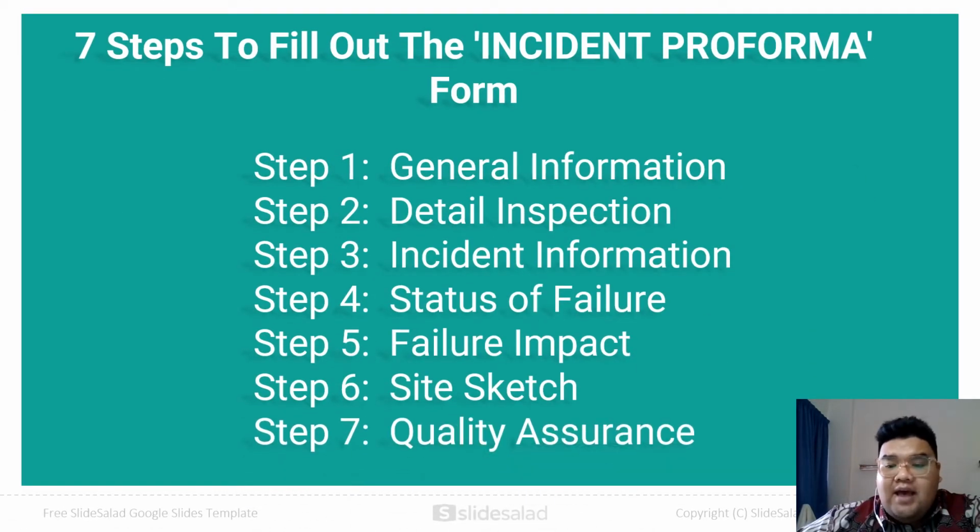Okay, to fill up the pro forma form, we have 7 steps. The first one, general information. The second one, the detailed information. The third one is step 3, incident form information. Step 4 is status of failure. Step 5 is failure impact. Step 6 is site sketch. And step 7 is quality assurance.